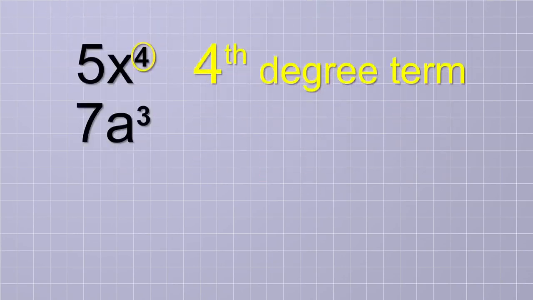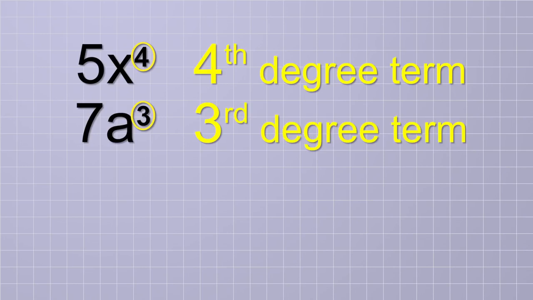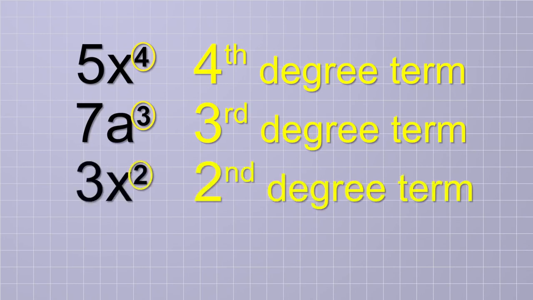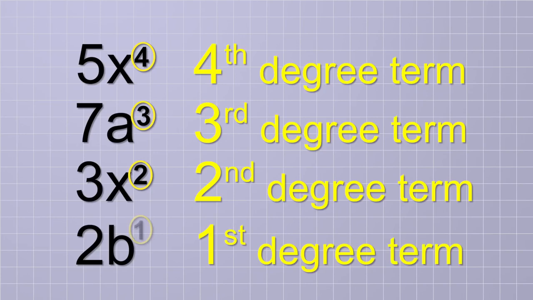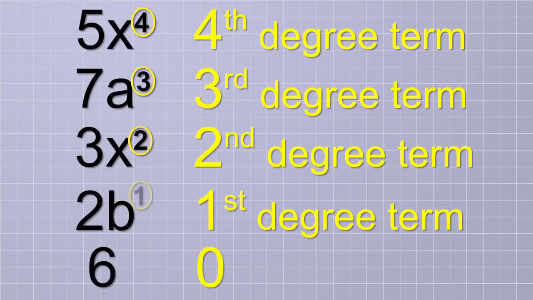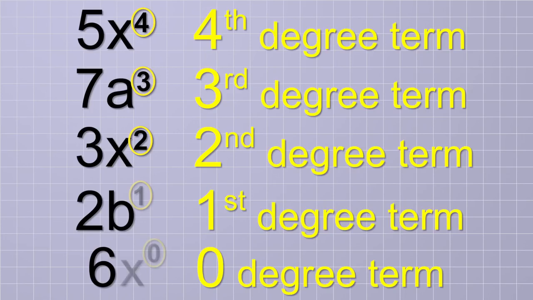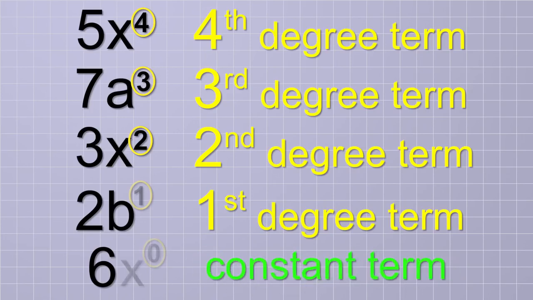And in this term, the power of the variable is 3, so it's a 3rd degree term. Likewise, this would be a 2nd degree term, and this would be a 1st degree term. Oh, and I suppose you could call a term with no variable part a 0 degree term, but it's usually just referred to as a constant term.